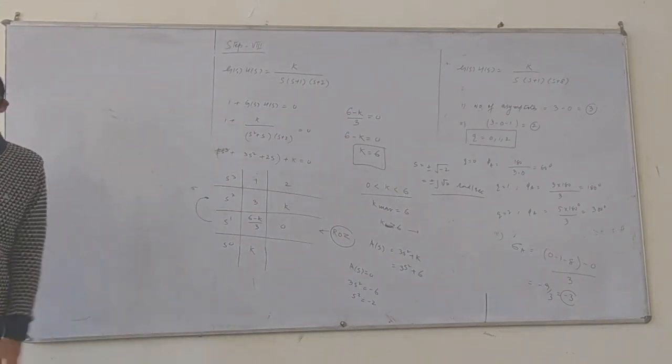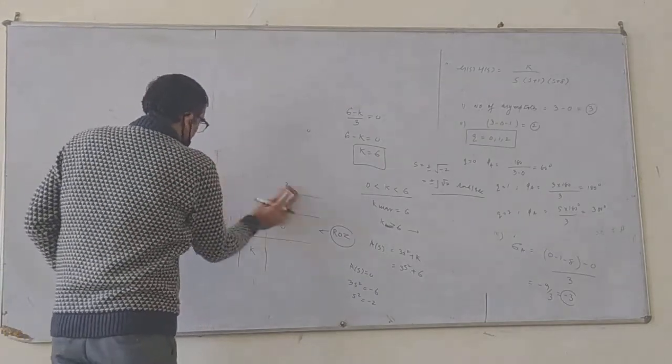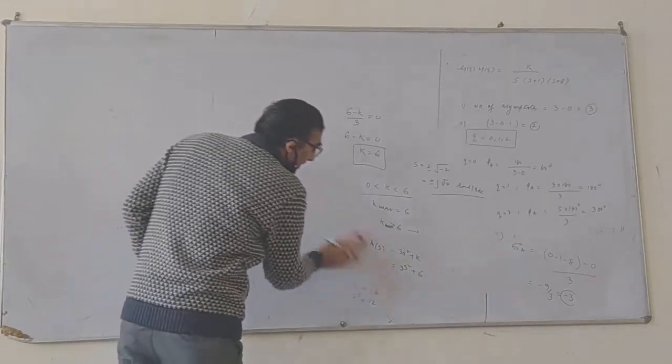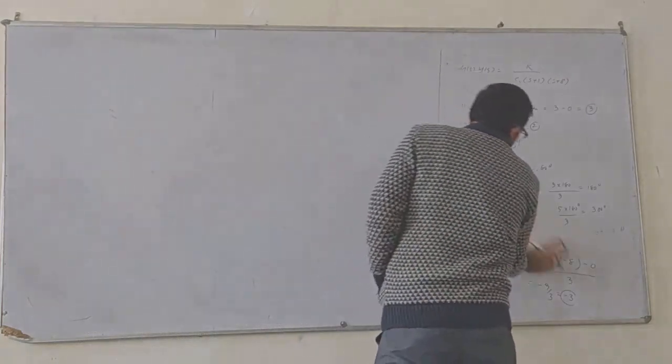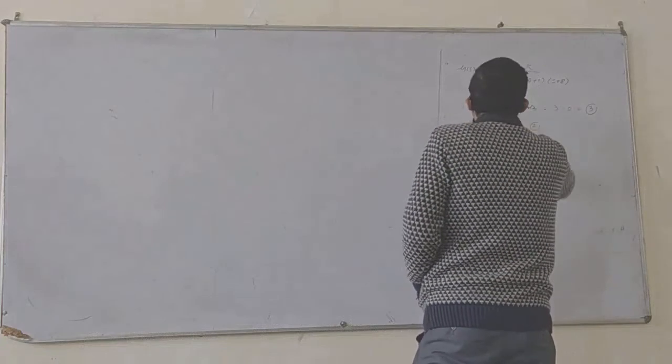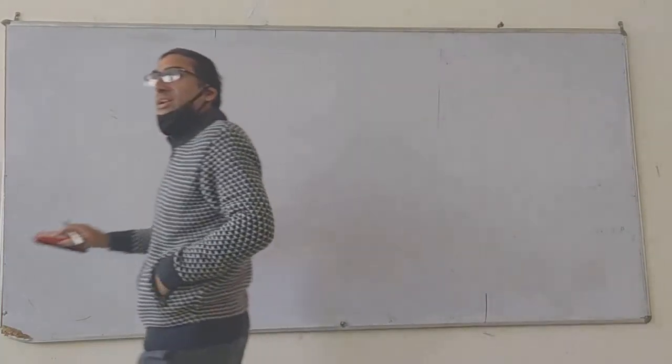This we are taking down. So angle of departure and angle of arrival are associated with complex pole and complex zero. They are two very important points in sketching the root locus with greater accuracy.